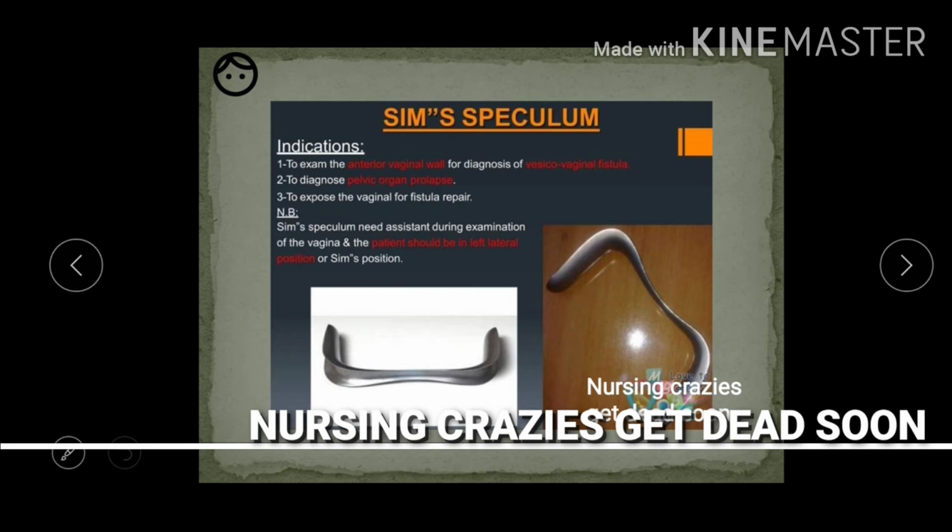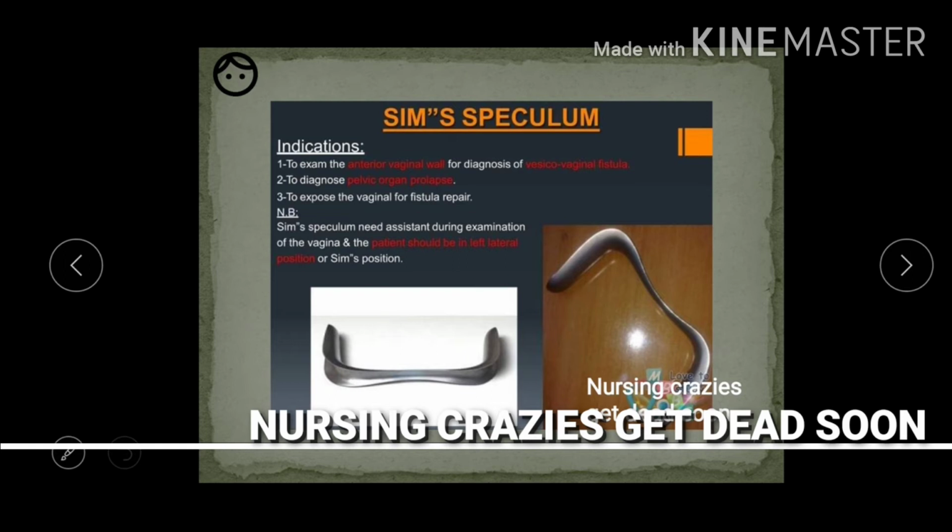Then what are the Sims speculum indications? The Sims speculum indication is to examine the anterior vaginal wall for diagnosis of vesicovaginal fistula. If the client is having vesicovaginal fistula, for examination of that we need the Sims speculum. Then second one is to diagnose pelvic organ prolapse. If the client is having pelvic organ prolapse, in that case we are using the Sims speculum.